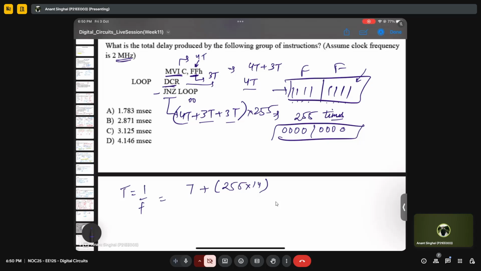And then if you remember, the last time that we operate this, it will not run, right? Once it becomes 0, 0, 0, 0, 0, 0, 0, 0, it will not fetch the last memory. So I'm separating that 3 from this. And the frequency is 2 raised to power 6, which is given in the problem. So this will be your answer.